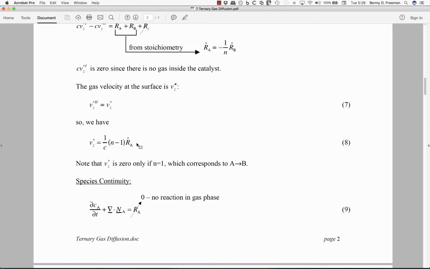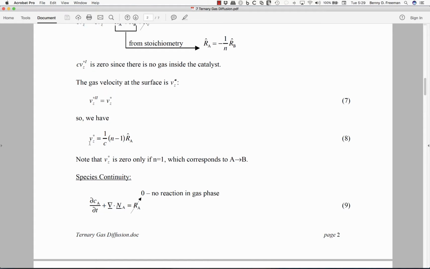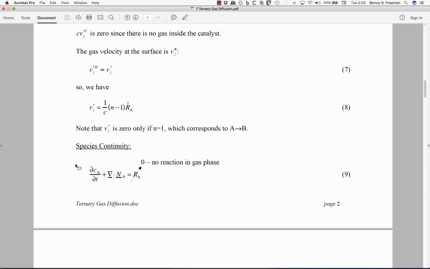So now we have an expression for Vz star, and we will use that a bit later when we go about solving for the concentration profiles and the flux. So we turn now to the species continuity equation.